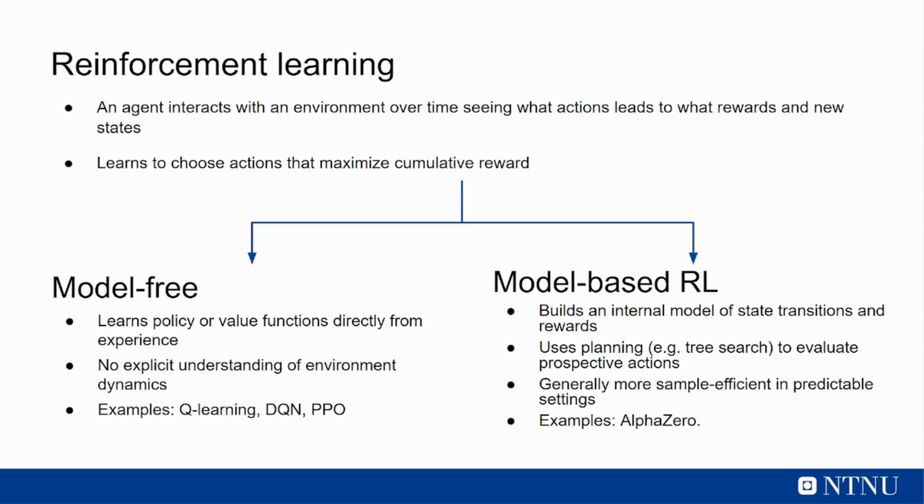In model-free reinforcement learning, the model learns the policy or value functions directly from experiences and has no explicit understanding of its environment dynamics. This is, for example, Q-learning, DQN, and PPO. While model-based reinforcement learning builds an internal model of state transitions and rewards and uses planning to evaluate prospective actions. It's much more sample efficient and similar to AlphaZero.